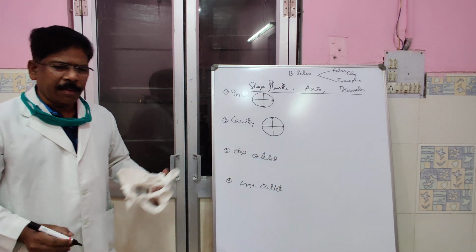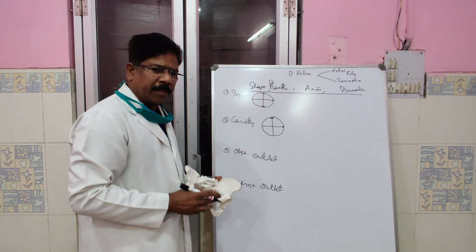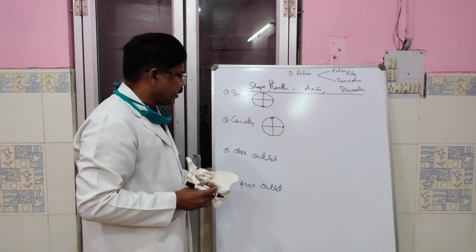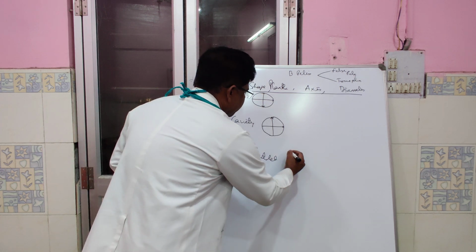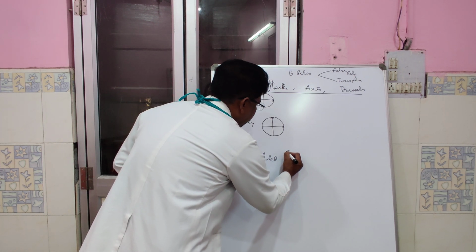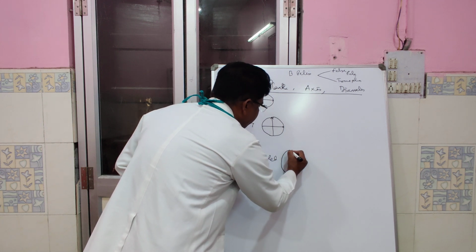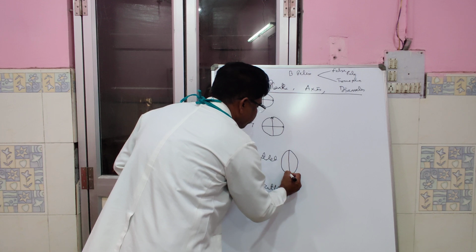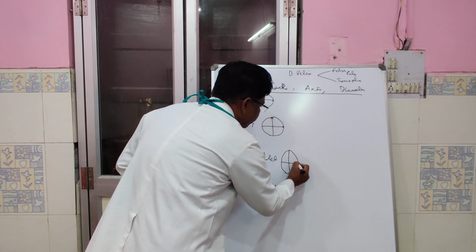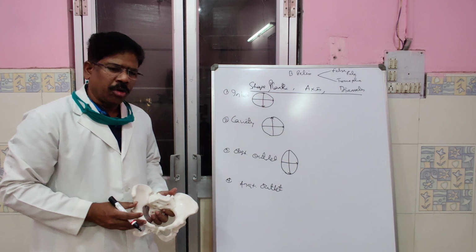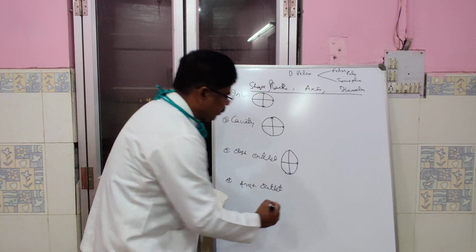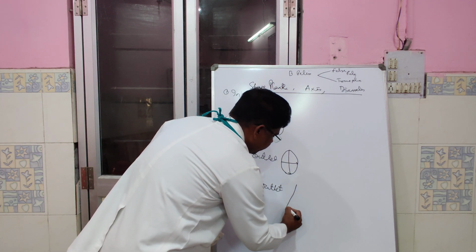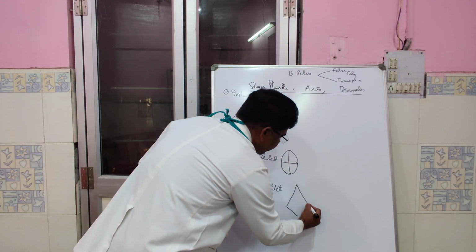Then the shape of the obstetrical outlet. The shape of the obstetrical outlet is anteroposteriorly oval. Anteroposteriorly oval means the anteroposterior diameter is more than the transverse diameter. And the shape of the anatomical outlet is diamond shaped.